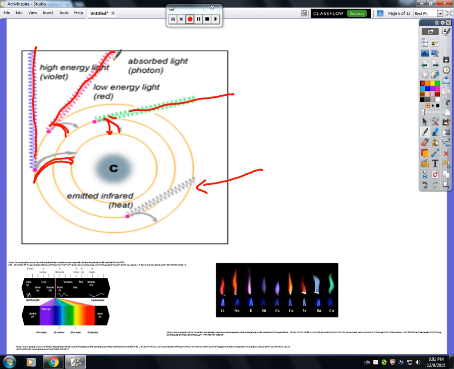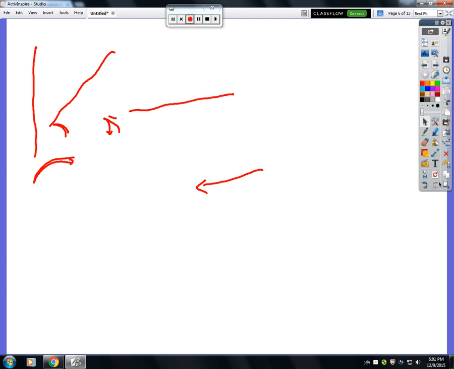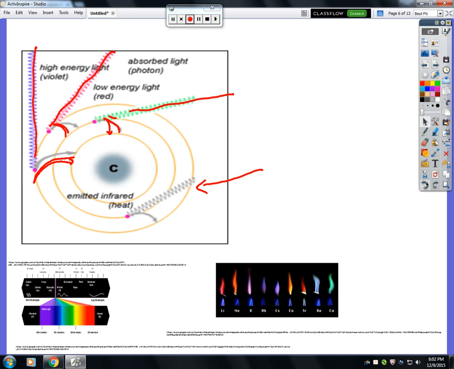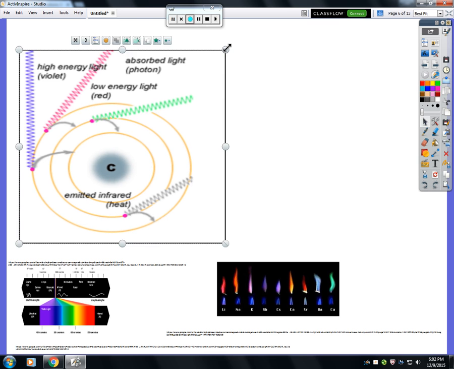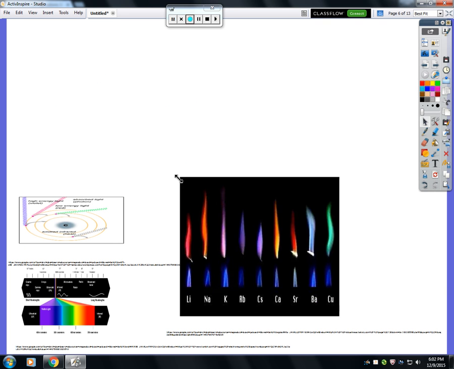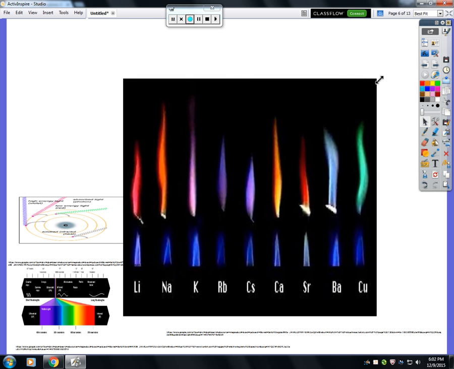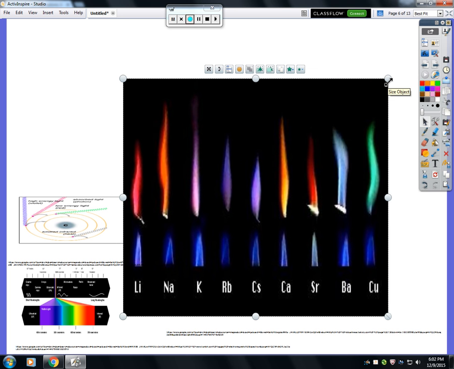Like I showed you in class, these are flame tests, and the reason why you see flames of different colors is because the atoms have different energies, and they're jumping up to different energy levels and then back down. That moving from higher to lower is when you see colors.